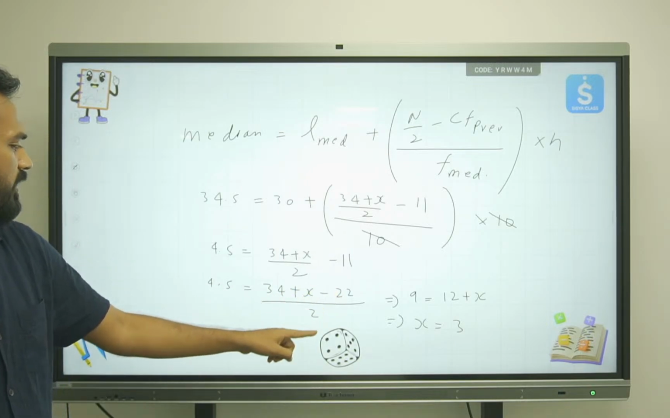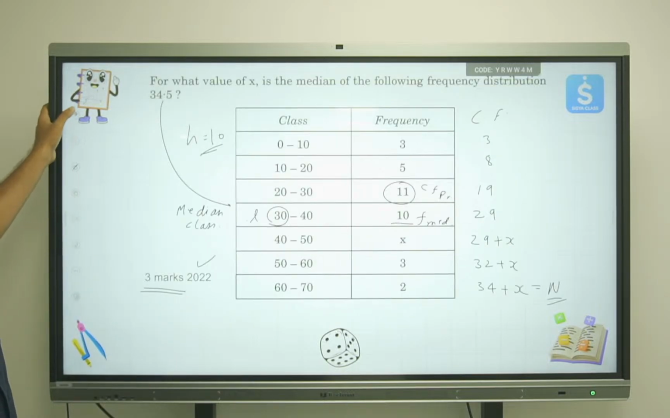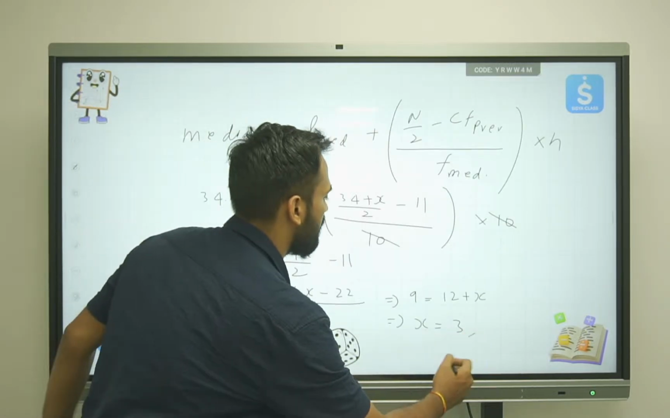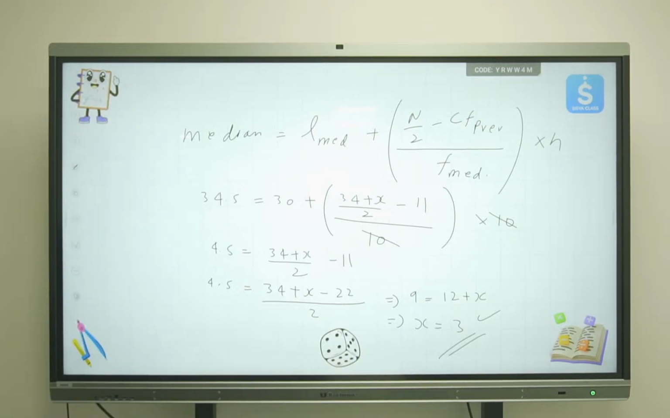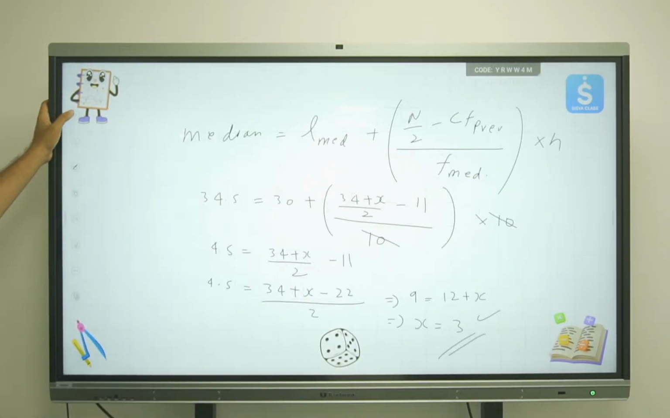12 plus x by 2 is equal to this. Clear? So the answer is 3. The correct answer is 3. I hope this is clear. Clear, beta? Let's move ahead now.